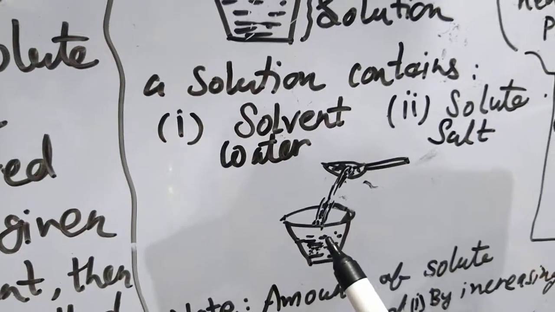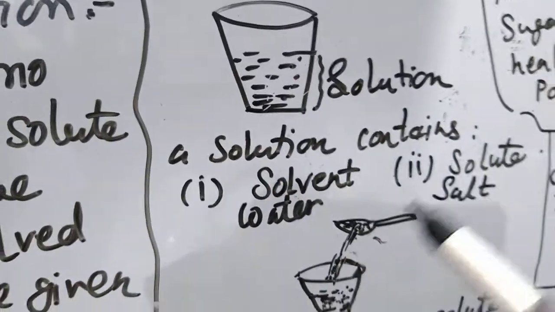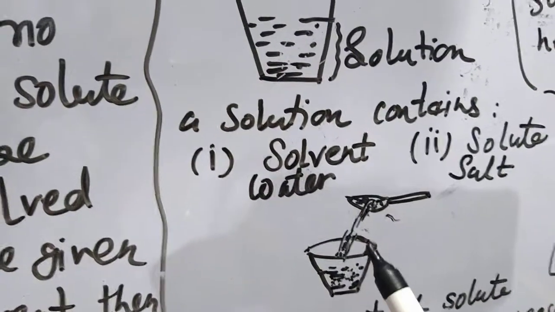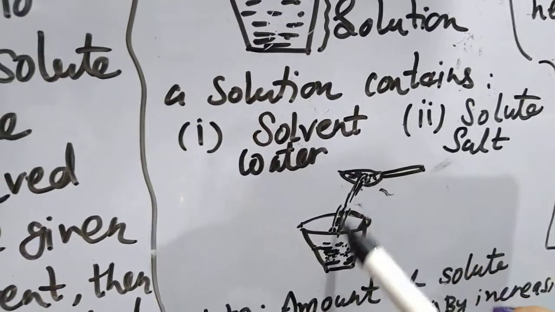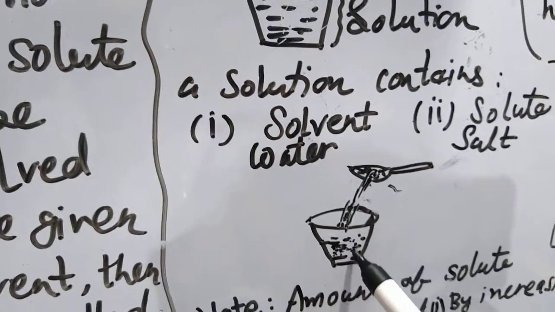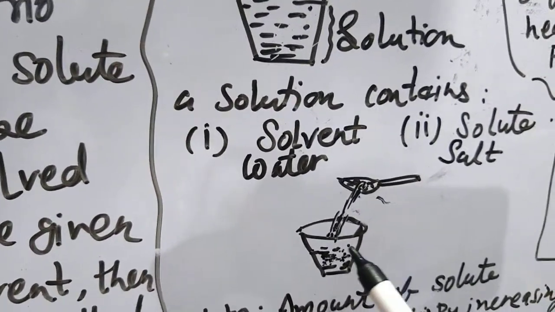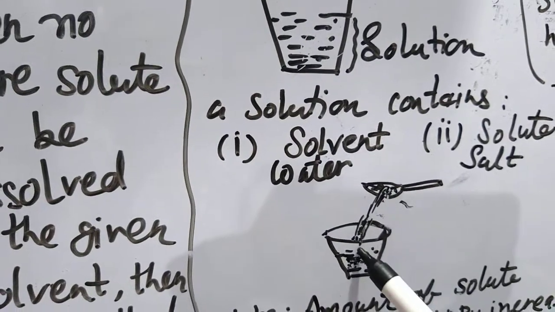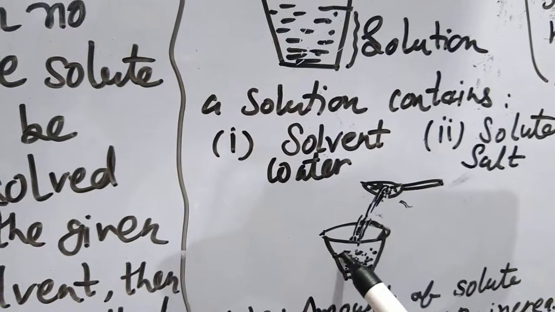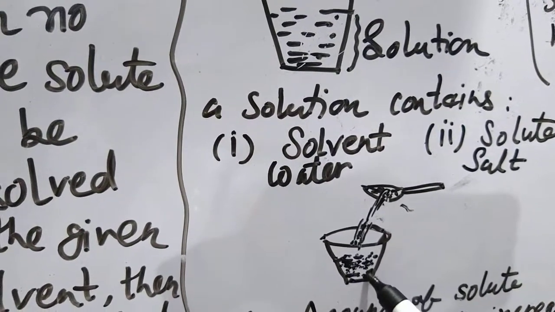Actually in your book the example is given with the help of water and salt, but it may be any solute and any solvent. When no more solute can be added in the solvent, then it will be a saturated solution. So how can we increase the amount of solute? If you want to add more salt, how can you do that? Because this solution has become saturated, you are not able to add more salt.